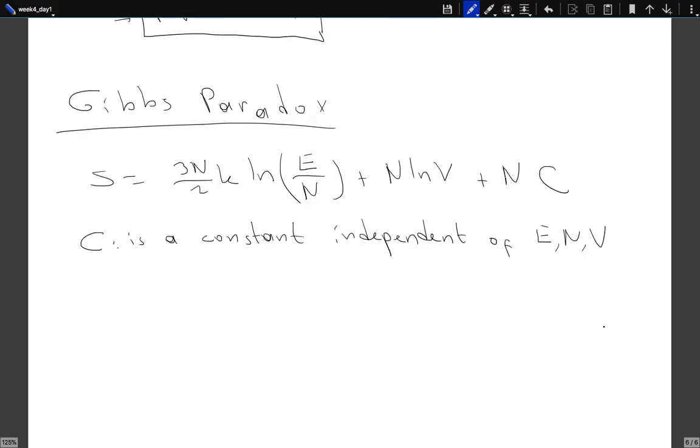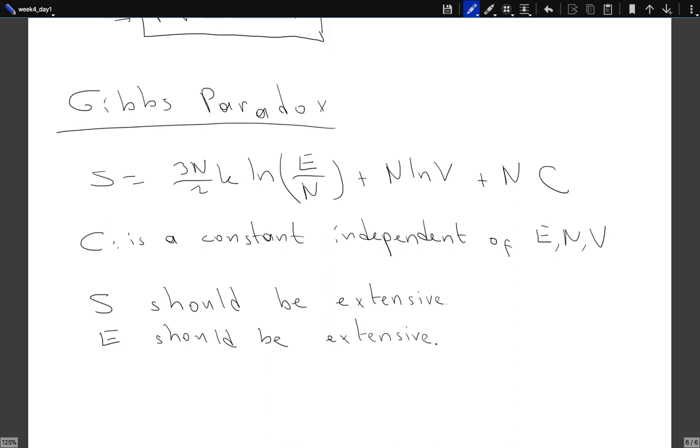Well, some of the properties that we were expecting from entropy was that S should be extensive. Now, what does it mean to be extensive? So, for example, we expect E should be extensive. Well, why? What does it mean?